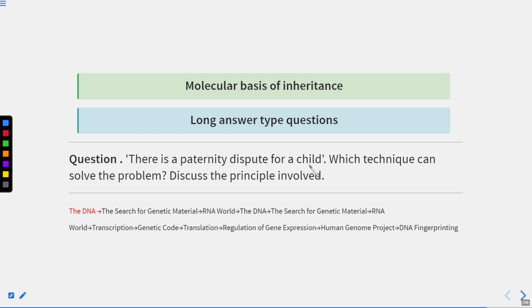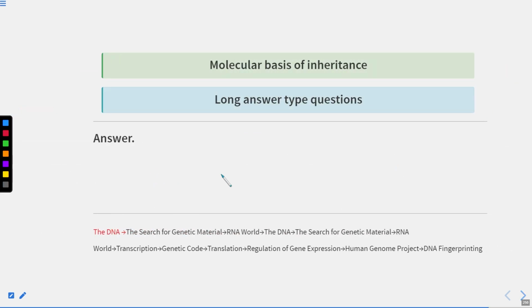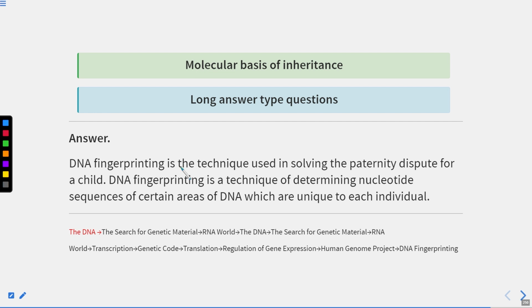The next question is, there is a paternity dispute for a child. Which technique can solve the problem? And we have to discuss the principle involved. Now, DNA fingerprinting is a technique used in solving the paternity dispute for a child. DNA fingerprinting is a technique of determining the nucleotide sequences of certain areas of DNA which are unique to each individual. So DNA fingerprinting, what does it include?